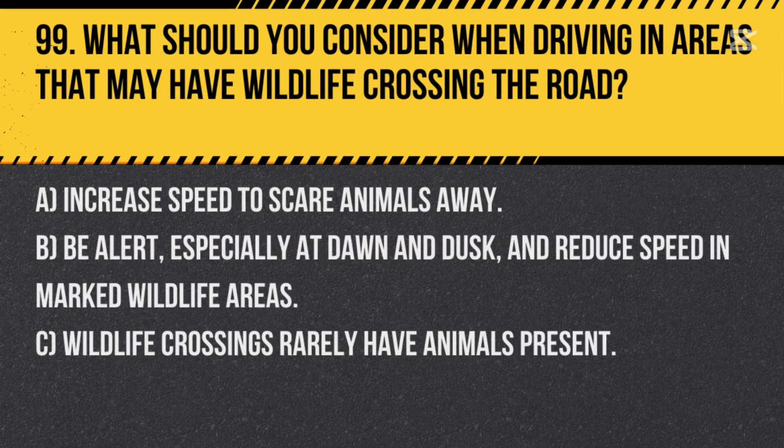Question 99. What should you consider when driving in areas that may have wildlife crossing the road? A. Increase speed to scare animals away. B. Be alert, especially at dawn and dusk, and reduce speed in marked wildlife areas. C. Wildlife crossings rarely have animals present. Answer: B. Be alert, especially at dawn and dusk, and reduce speed in marked wildlife areas. These precautions can prevent collisions with animals, which are more active during these times.